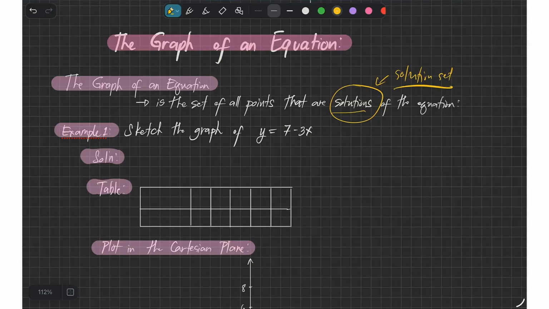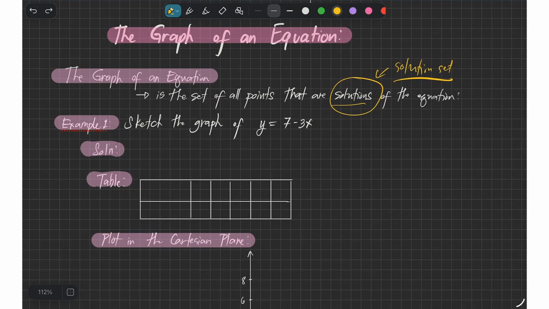So, we'll have an example. Ang example po dito na nauna, sabi po dito sa example 1, sketch the graph of this equation y equals 7 minus 3x. To sketch the graph of this equation, we'll go back to the basic solution and we call it point plotting technique. Okay, so the solution here is point plotting. So magpa-plot tayo ng mga points sa Cartesian plane.